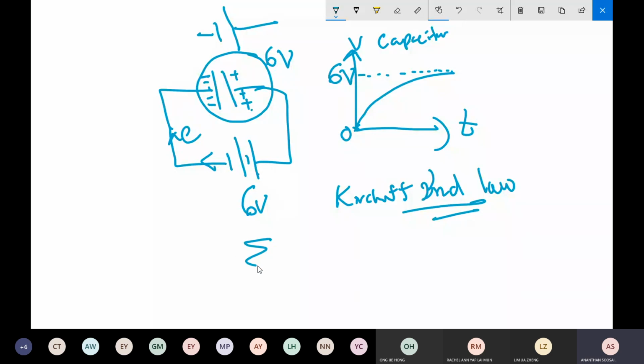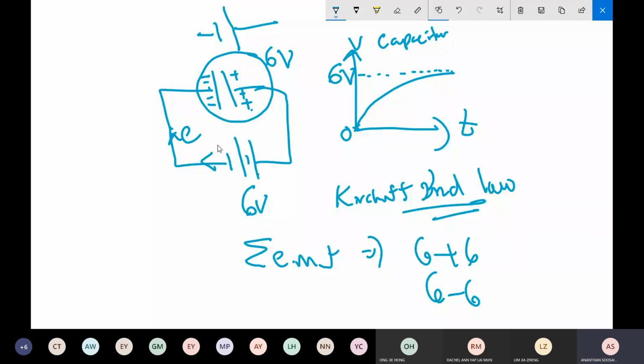The total EMF of the circuit, according to Kirchhoff's second law, is 6 plus 6 or 6 minus 6? Anyone? When the capacitor is charged to 6 volt, now the capacitor is already charged 6 volt. It's like a battery already. 6 volt, 6 volt. So the total EMF of the circuit, is it 6 plus 6 or 6 minus 6? How to know plus or minus?